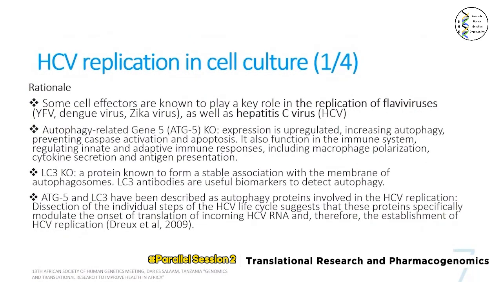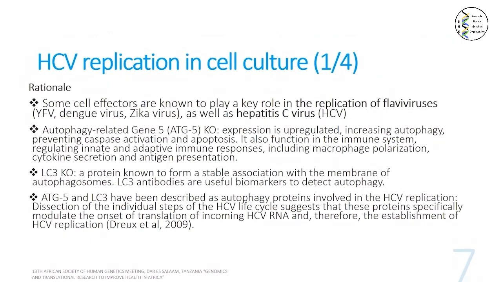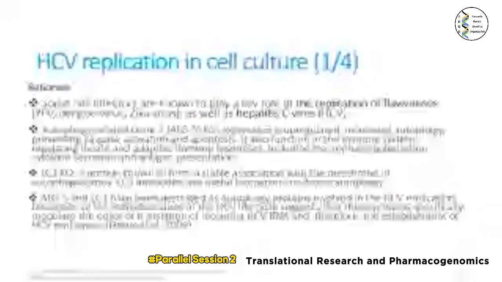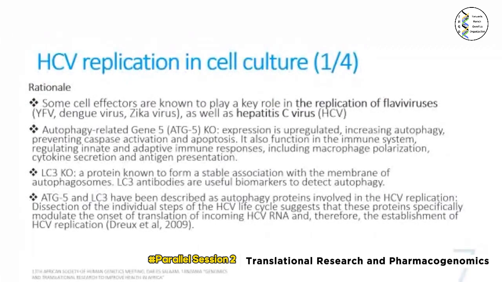From the HCV replication in cell culture, it has been shown that some cell effectors play a key role in the replication of flavivirus, as well as the hepatitis C virus. Some autophagy-related gene, named here HCV5, expression is upregulated, increasing autophagy, preventing caspase activation and apoptosis, and it also functions in the immune system, regulating innate and adaptive immune responses, including macrophage polarization, cytokine secretion, and antigen presentation.